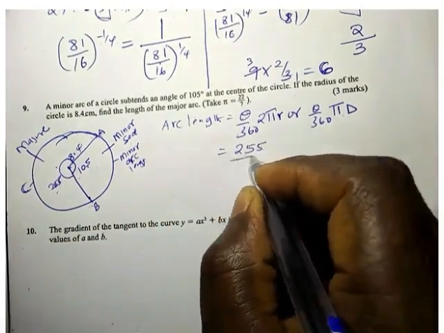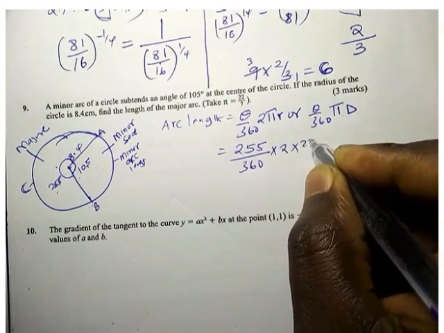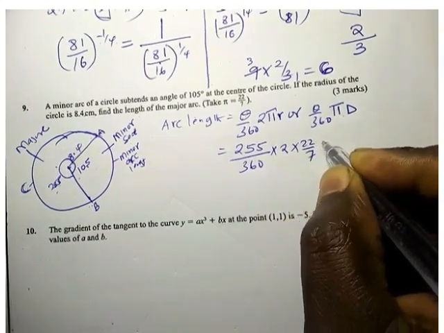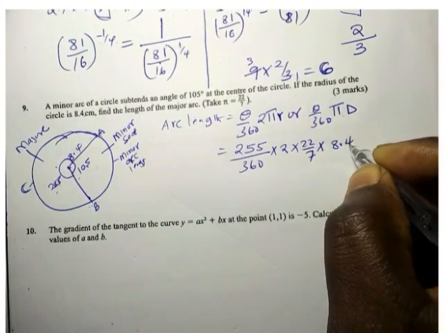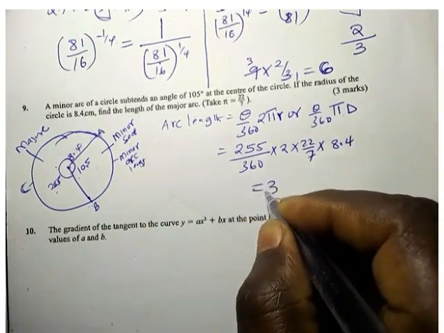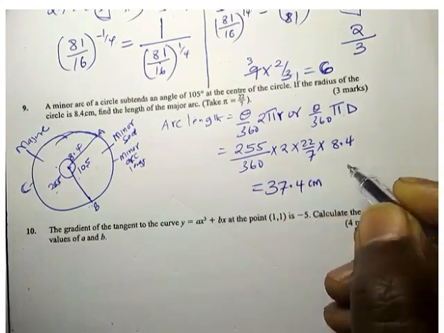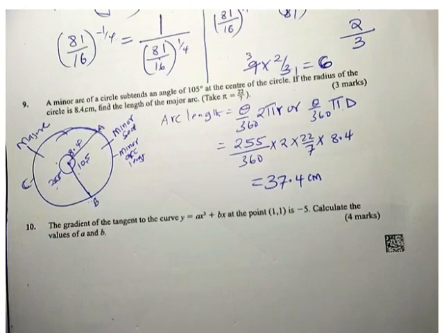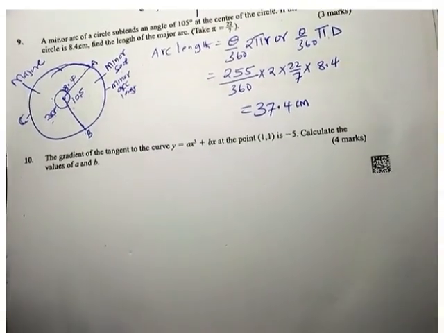So it is 255 divided by 360 times 2 times pi, which is 22 over 7, times our radius, which is 8.4. That will give us 37.4 centimeters. The arc length is in centimeters because it is a length.